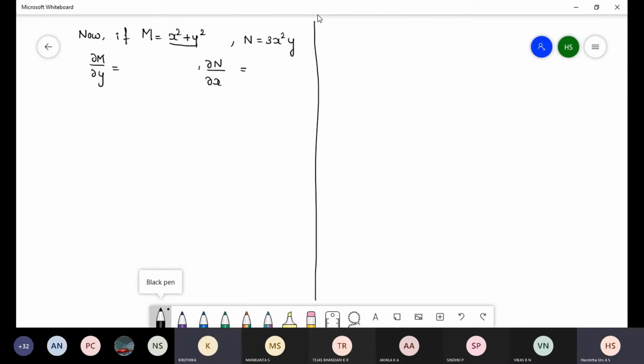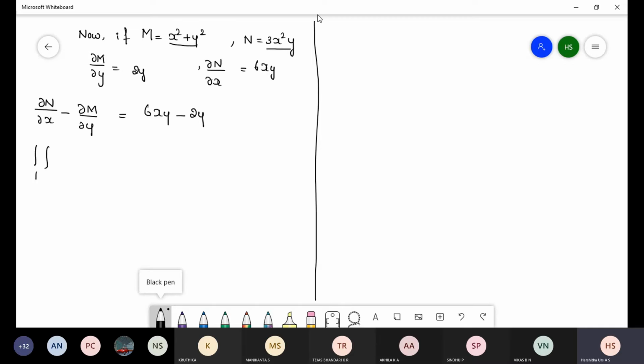Two y. Yes, 2y. Next, n with respect to x partially. N with respect to x, yes, very good: 6xy. Now, after finding these two, we have to substitute in the equation, that is ∂n/∂x minus ∂m/∂y. So here our ∂n/∂x value is 6xy, minus ∂m/∂y value is 2y.